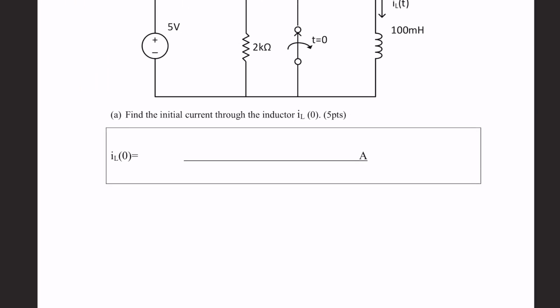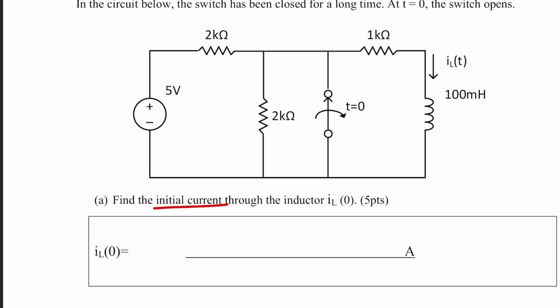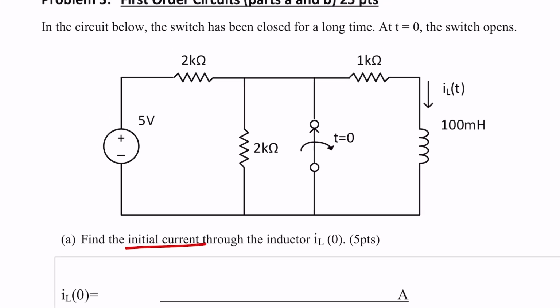All right, let's solve this question. What it's first asking us to find is the initial current. How do we find the initial current? We know that the switch has been closed for a long time. At t equals 0 it changes, but it's been closed for a long time. Whenever you see "a long time," always think DC. This means the condition is DC.